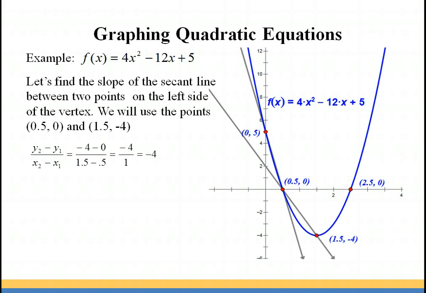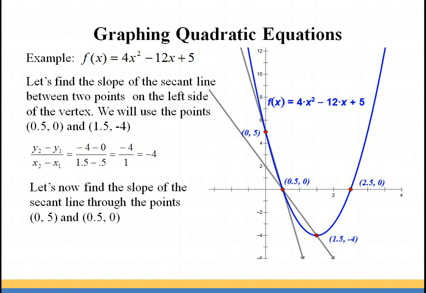So we get a slope of -4, which seems to fit with the graph that we've drawn. Let's draw another secant line from the y-intercept to that x-intercept. So let's go ahead and find the slope of the secant line between those 2 points. Using (0, 5) and (0.5, 0), we get a slope of -10. And that secant line is steeper than the other one, but they both still have a negative slope.